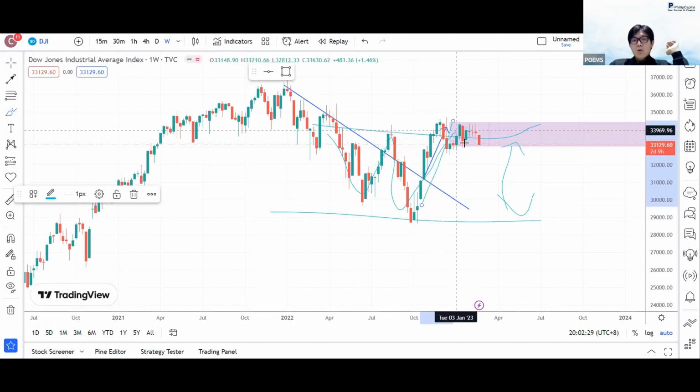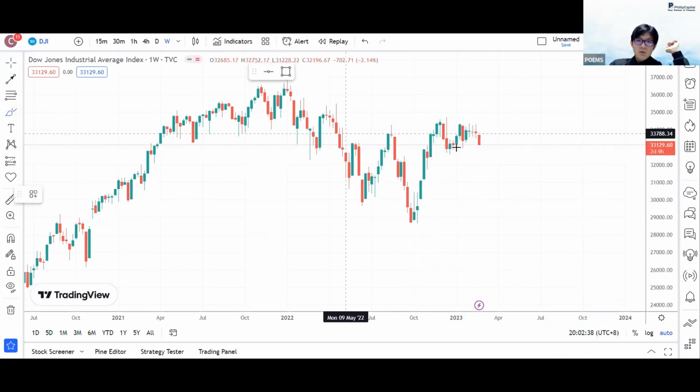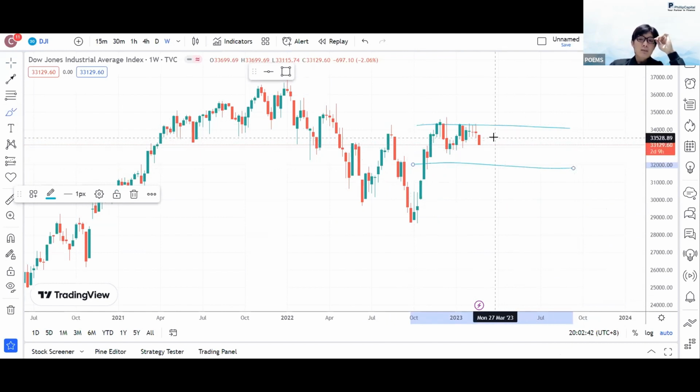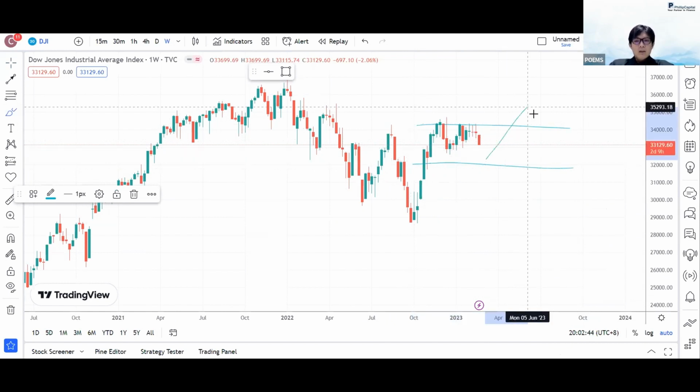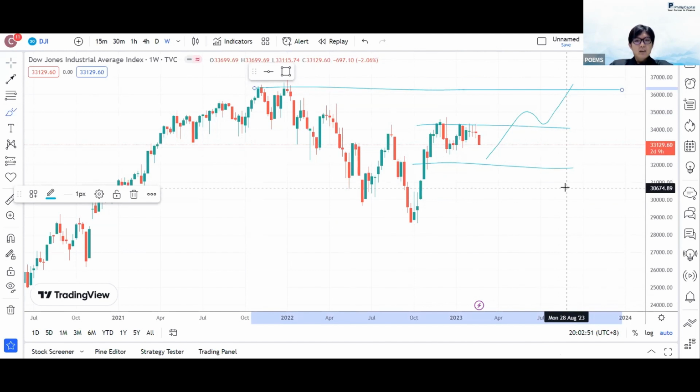What we might be expecting to see is Dow Jones starting a range at this level, 32,000 to 34,000. Hang on, let me just remove everything. Then we might be seeing another leg upwards. But ultimately, I don't see how they can break 36,000 yet.